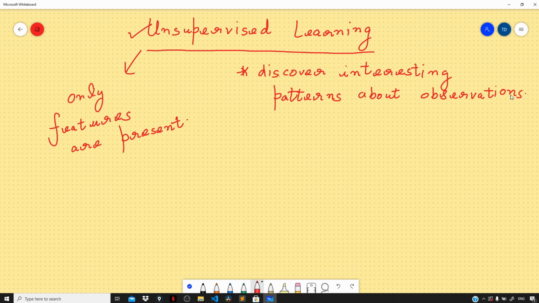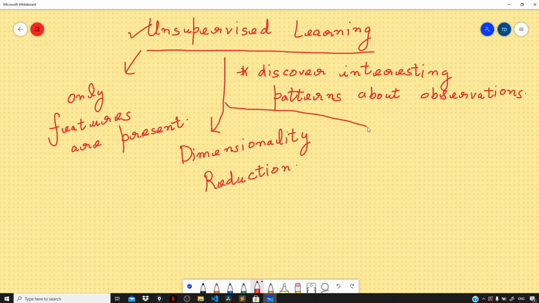Now let us move forward and understand the various domains of machine learning that come under unsupervised learning. There are a couple of domains that come under unsupervised learning, but we will mainly focus on two domains. One is dimensionality reduction, and the second one is clustering. We will be covering both of them in the coming videos, but we will first cover the topic of clustering and then we will move forward to the concept of dimensionality reduction. So now let us start with the topic of clustering.